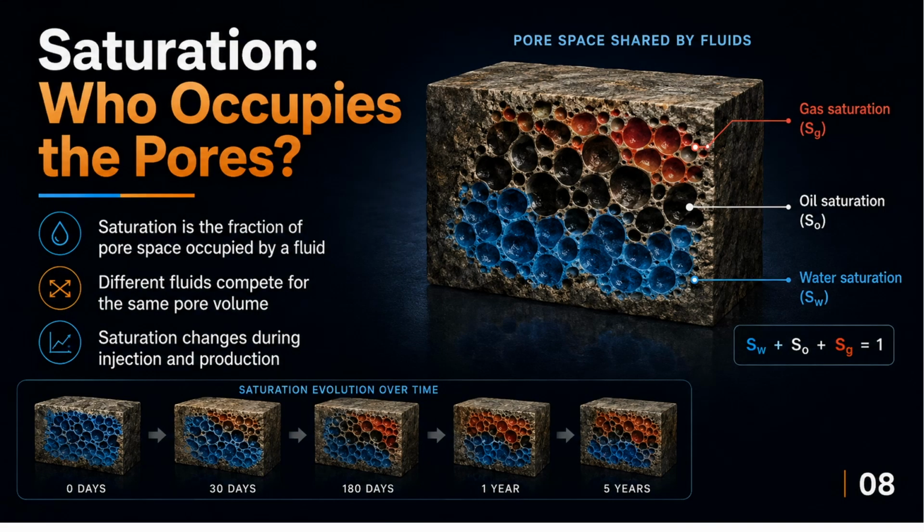Saturation describes how much of the pore space is occupied by each fluid. For example, part of the pore space may contain water, part may contain oil, and part may contain gas. In a simple water-gas system, water saturation plus gas saturation equals 1. During injection, saturation changes with time. The injected fluid gradually replaces or displaces the original fluid. Saturation is very important because it tells us where the injected fluid actually goes. For CO₂ storage, saturation describes the CO₂ plume. For hydrogen storage, saturation helps us understand storage volume and recovery.